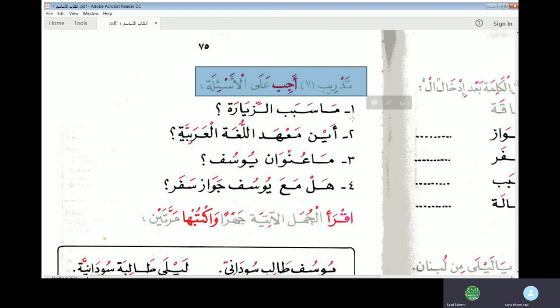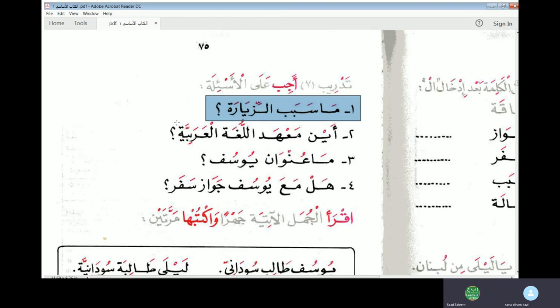Exercise seven: answer the questions. What is the purpose of the visit? Sabab al-ziyara. The purpose of the visit is education, diraasa. But what do you use for "for" here? If you want to use "for", you don't need it here. We just say sabab al-ziyara diraasa.